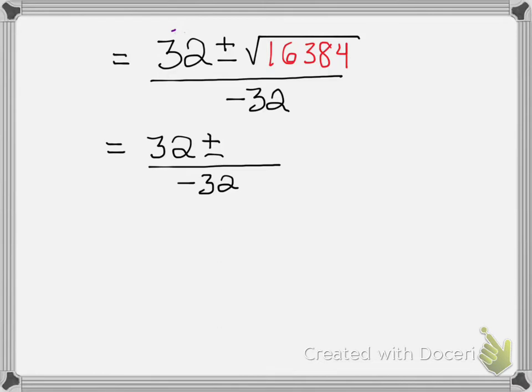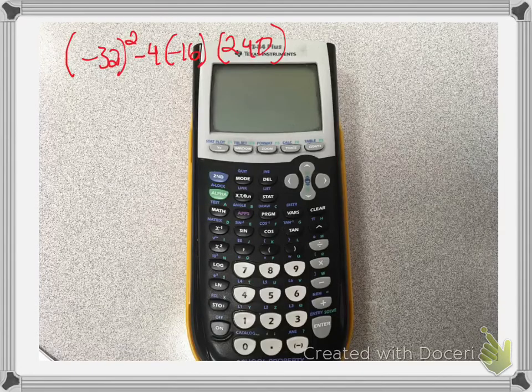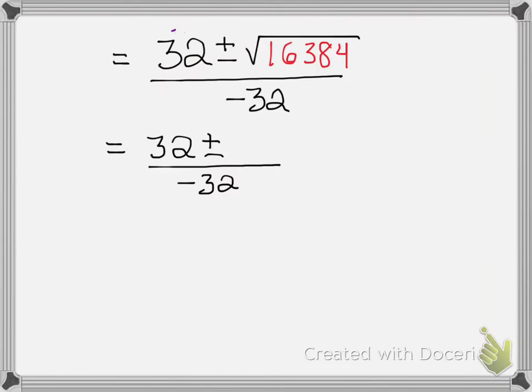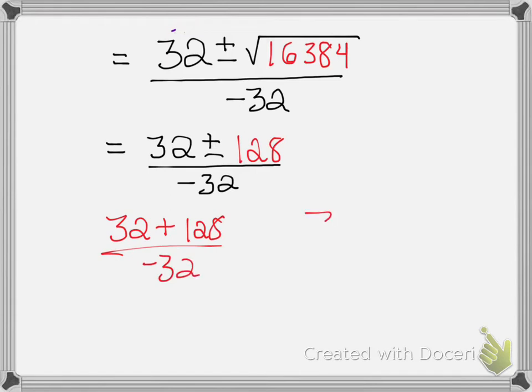Now I will type in the square root of 16,384. And just in case you forgot how to type in the square root, you will be pressing second x squared. The square root should pop up on your calculator. And then you type in 16,384. And what did you get? Yep, 128. So now I'm going to separate my two fractions. 32 plus 128 over negative 32, and 32 minus 128 over negative 32.